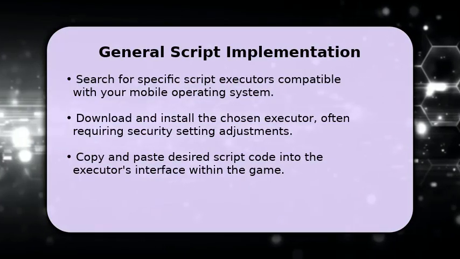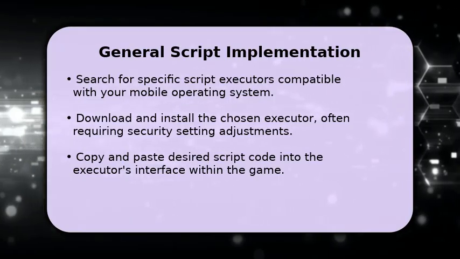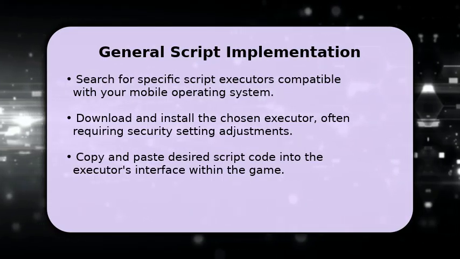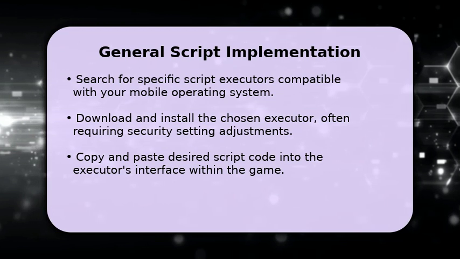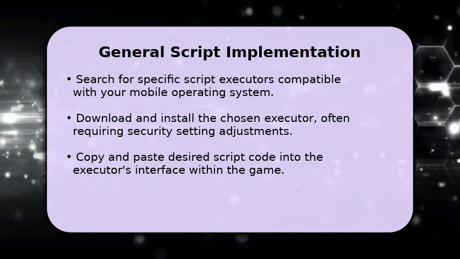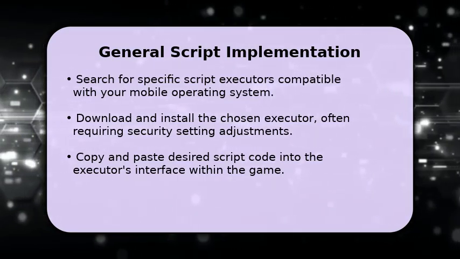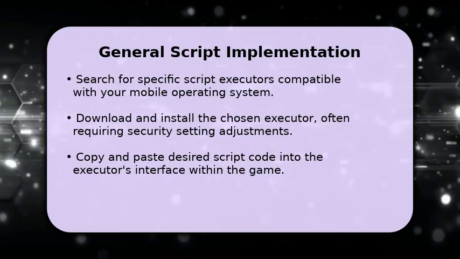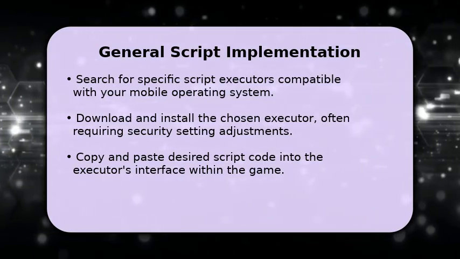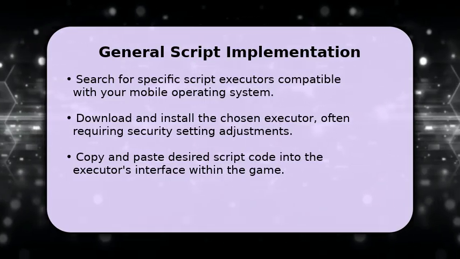To generally implement scripts, users first search for a compatible mobile executor, often specifying their device's operating system. After downloading and installing the chosen application, which might involve adjusting security settings to allow installations from unknown sources, they typically launch the executor alongside Roblox. Then, they copy and paste the desired script code into the executor's interface, which then attempts to run it within the Brookhaven game environment.